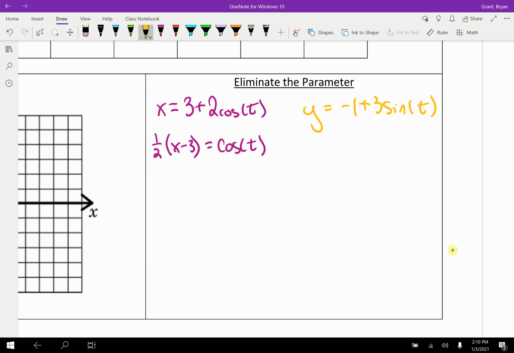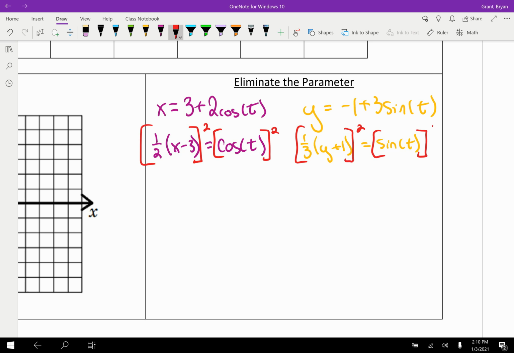Same thing for y. Add 1, divide by 3, or multiply by 1/3. So 1/3 y plus 1 equals sine of t. It's totally okay to do y plus 1 over 3 as well, whatever is easiest for you. All right, then what? Well, at this point, let's go ahead and square each side of the equation. And this is the weirdest step. You're like, why would I ever think to square both sides? Well, that's a great question, and I wouldn't expect you to. But it is a fun practice in trig functions, so let's see what happens.